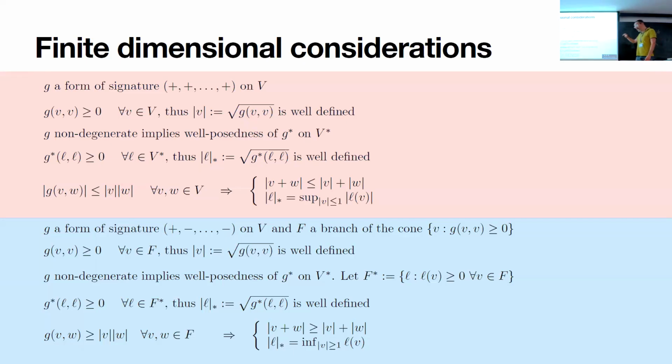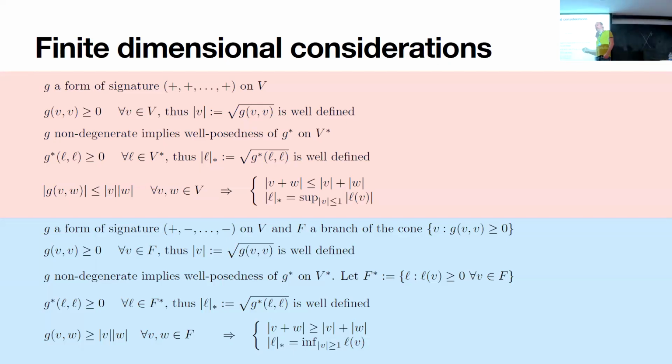Again, g is non-degenerate, so again it induces a dual norm on the dual of V. And there's a very standard notion of the dual of a positive cone, which is the set of linear functions that sends the positive vectors into positive reals.